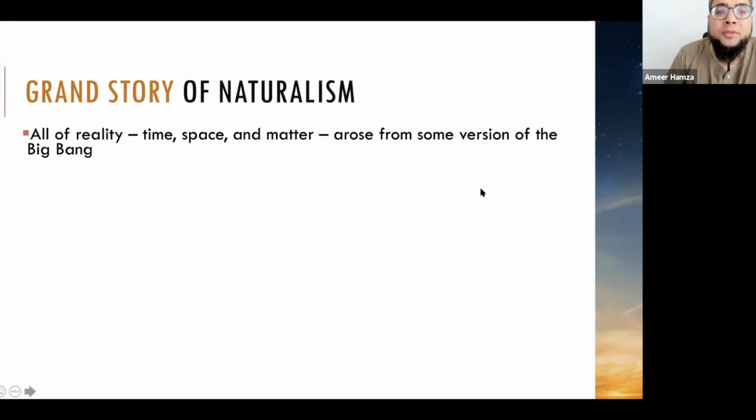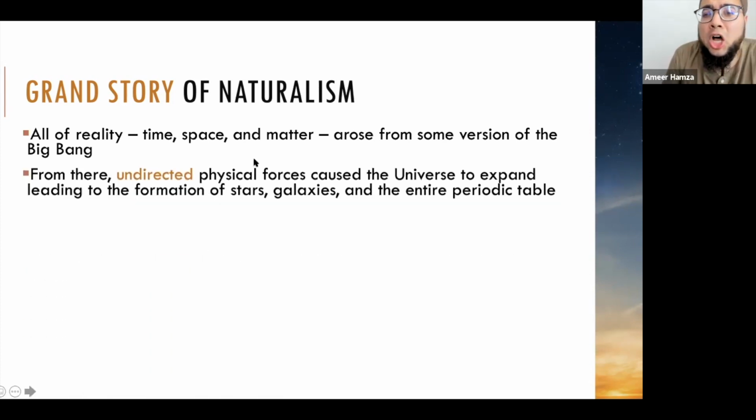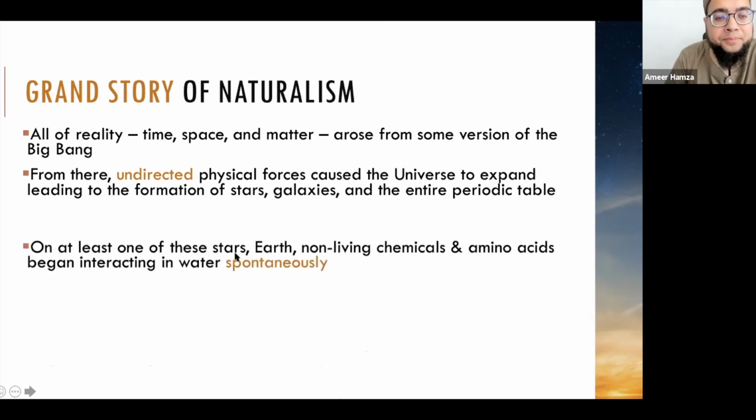Grand story of naturalism. All of reality, time, space, and matter arose from some version of the Big Bang. This is where the naturalist story starts. And then from there, undirected physical forces caused the universe to expand, leading to the formation of stars and galaxies and the entire periodic table. I'm going to just do the overcast narrative. You guys can keep writing it down.